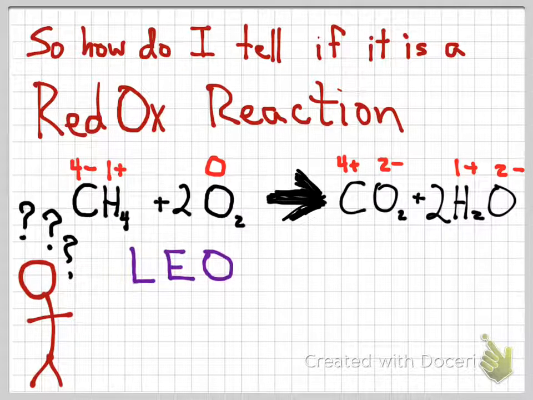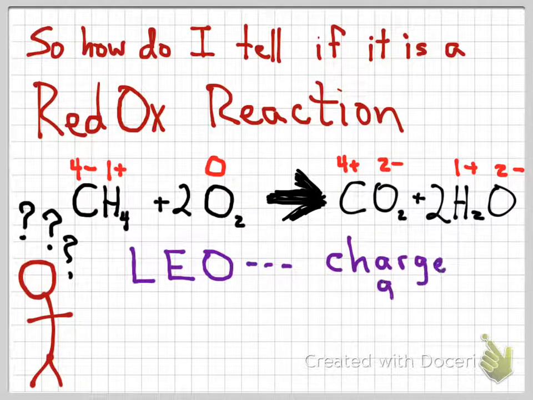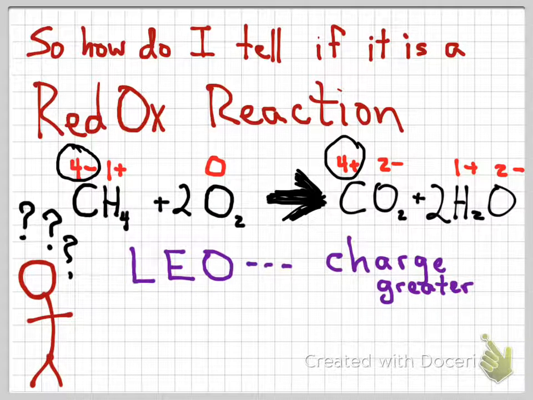Of course, keeping in mind that loss of electrons is oxidation, we see here that the charge is going to get greater. So looking here, is there anything where the charge became greater? Well, if you look at carbon, it went from -4 to +4. So the charge of the carbon became greater.